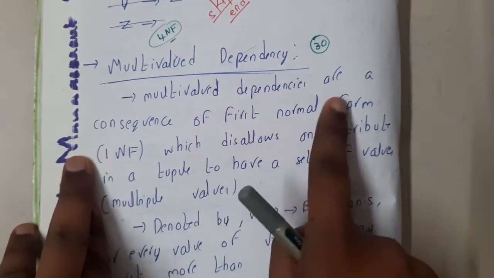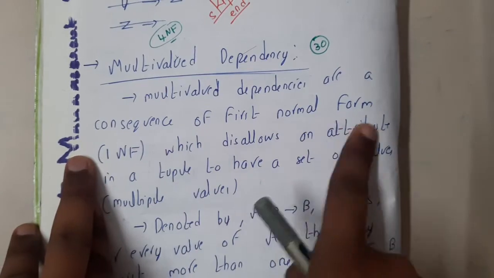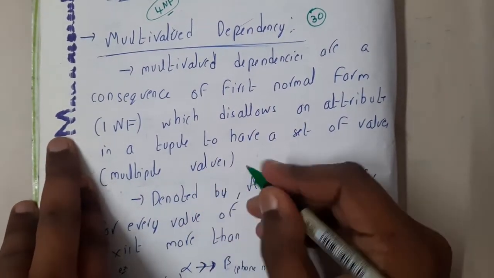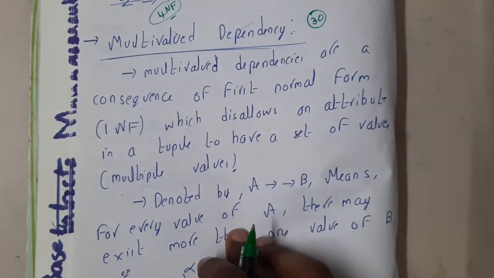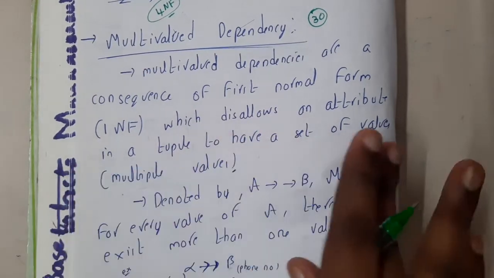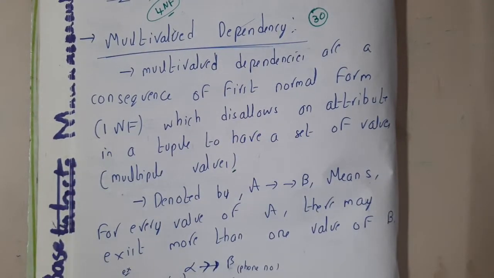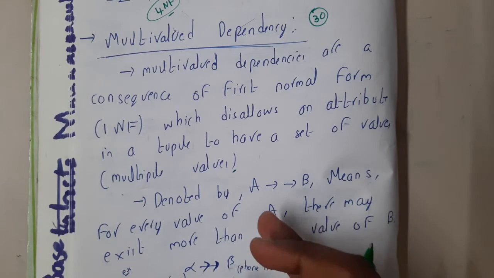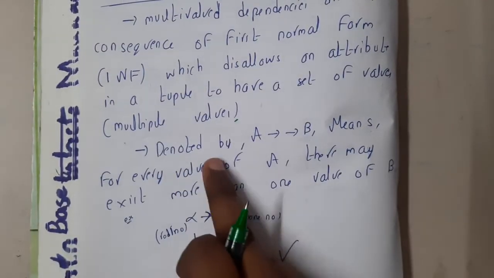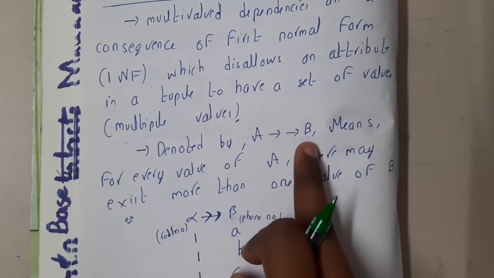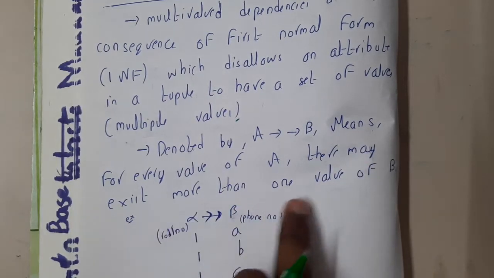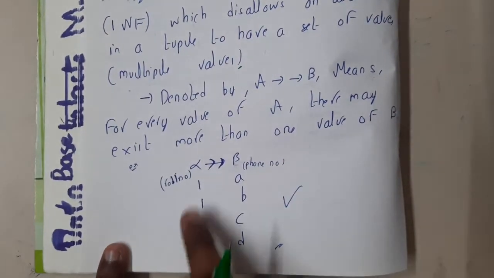Multi-valued dependencies are a consequence of first normal form, 1NF, which disallows an attribute in a tuple to have a set of multiple values. If you recall, in first normal form we clearly said that in a single table multiple values are not allowed, so indirectly there will be some redundancy. I'll explain that, so don't worry. It is denoted by a double arrow, A double implies B, which means that for every value of A there may exist more than one value of B. It is like the phone number, the same logic.